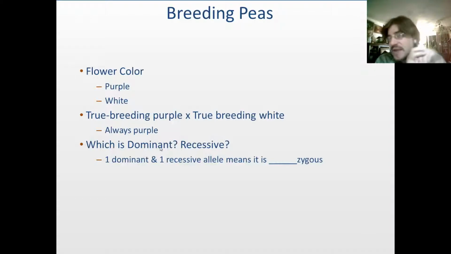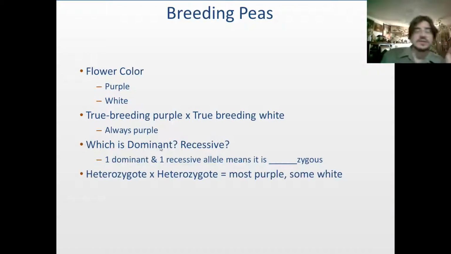So what kind of zygosity does it have? Yes, heterozygous. They are all heterozygous. So they were all purple. So all the offspring of our parental cross of a true breeding purple times a true breeding white have the phenotype purple, and they all have the genotype heterozygous.